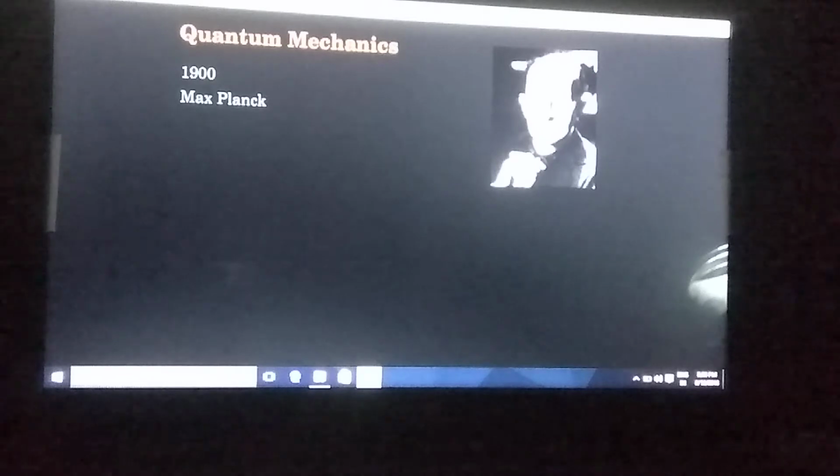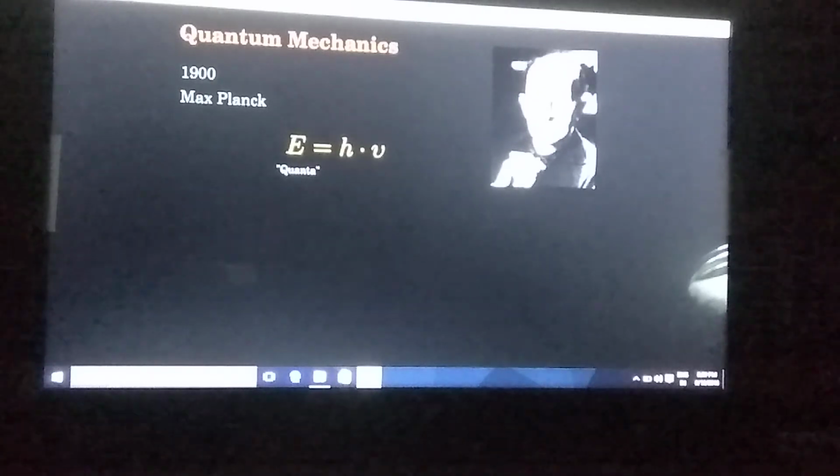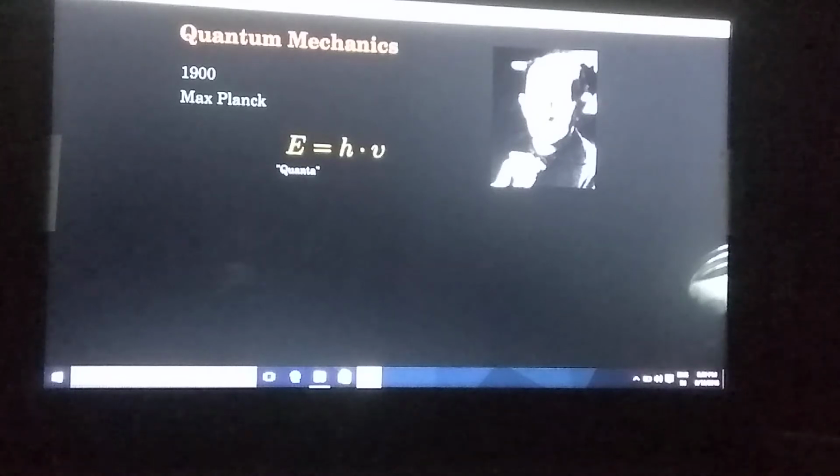So Max Planck introduced this very famous equation, now famous equation, where energy is quantized, and here it is proportional to the frequency, and h is Planck's constant. At that point in time, discretization of energy, or energy in discrete form, was not imaginable.